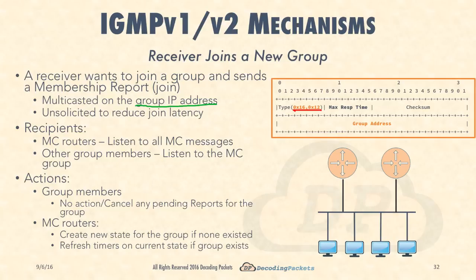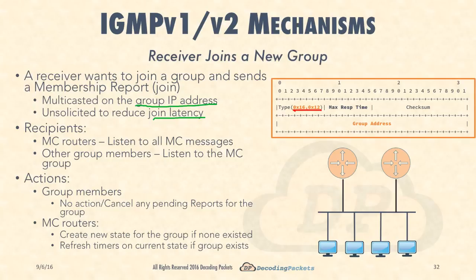Now, there is something called the join latency. The join latency essentially means how long it takes for a router to start receiving traffic once it has the intent to join the group. So that's the latency.